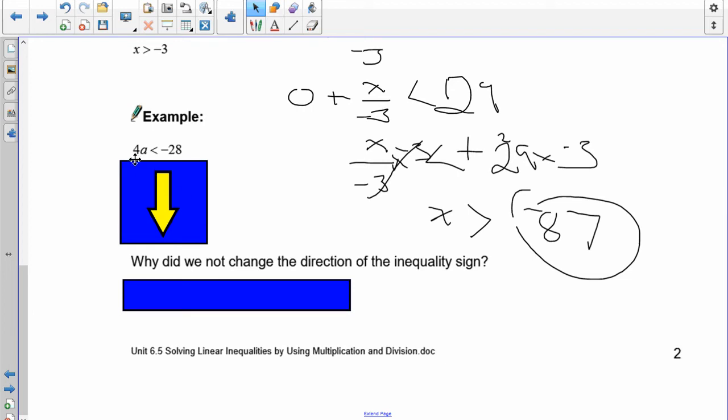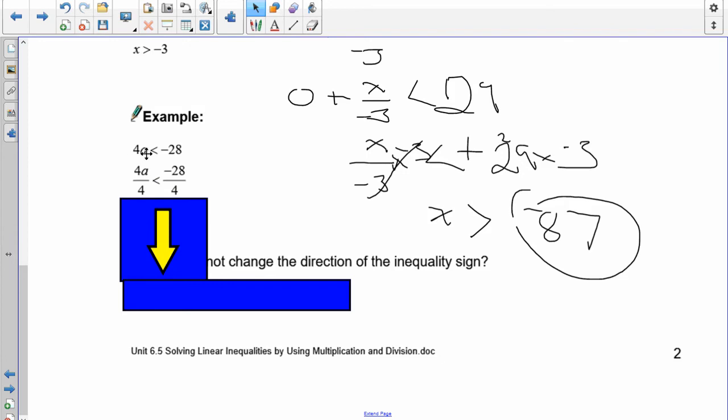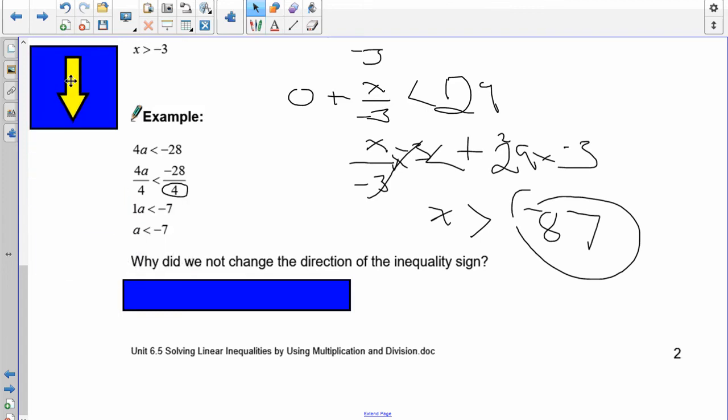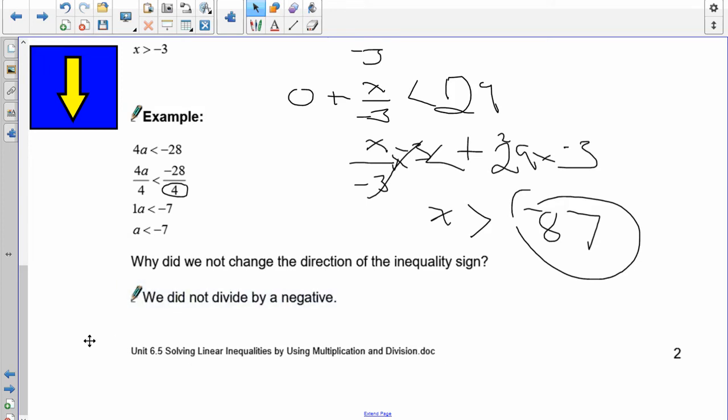Let's take a look. 4a is greater than negative 28. So for 4a, I'm going to have to divide by 4 because I'm multiplying by 4, and I want to undo that. So the inverse operation, or the opposite, is divide by 4. 4 divided by 4 is 1. 28 divided by 4 is negative 7. Now, the sign does not change, and the reason for that is I did not multiply or divide by a negative. I divided by a positive. So because it's a positive, you don't change your sign. We still have a is greater than negative 7. So why did we not change the direction of this inequality sign? Because we did not divide by a negative. We divided by a positive.